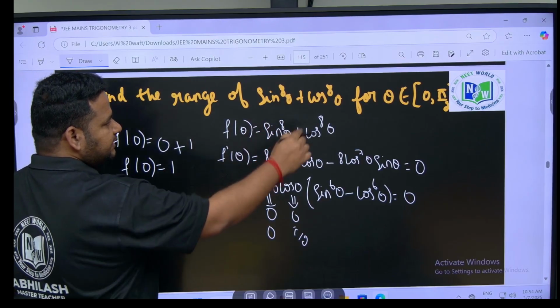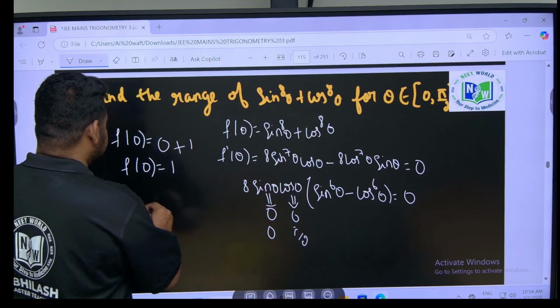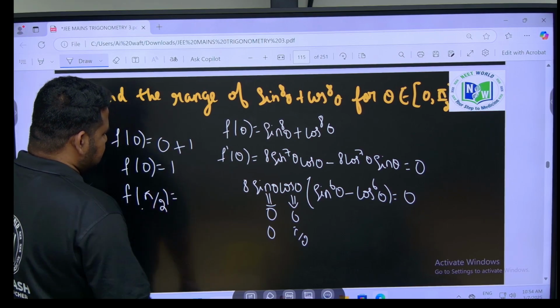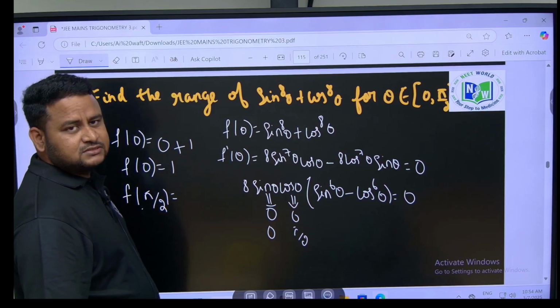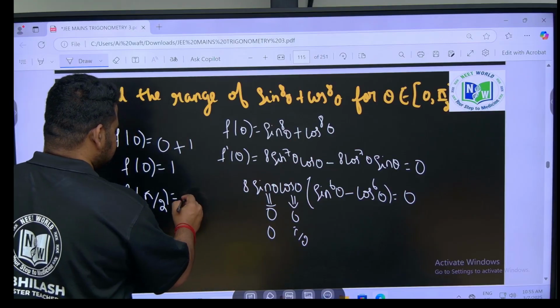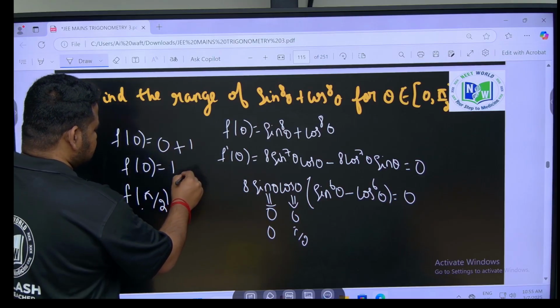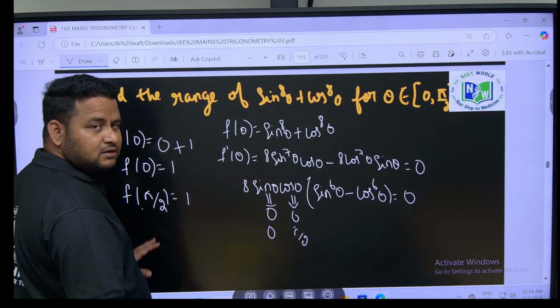Now the extreme values: one extreme value is 0, another extreme value is pi by 2. Let me put pi by 2. F of pi by 2 is what? Sin pi by 2 is 1, and 1 to the power of 8 is 1. Cos pi by 2 is 0, so no need to take that. So this is 1 to the power of 8, that is 1 itself. So f of 0 is equal to 1, and f of pi by 2 is equal to 1. Both of these are equal to 1.